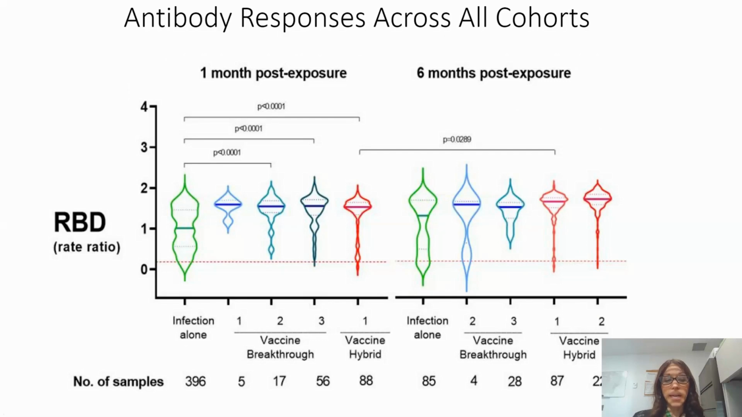Here we're looking at the same data, but we break down the breakthrough and hybrid groups based on the number of vaccines that they received. So on the x-axis, you can see the breakthrough group has received up to 3 doses of the vaccine, and the hybrid group has received up to 2 doses of the vaccine. So for the IgG-RBD antibody levels at 1 month, the breakthrough group has significantly higher levels of antibodies when compared to infection alone, regardless of the number of vaccine doses that were received. But when we do this breakdown at the 6 month time point, we lose the significant differences between the cohorts.